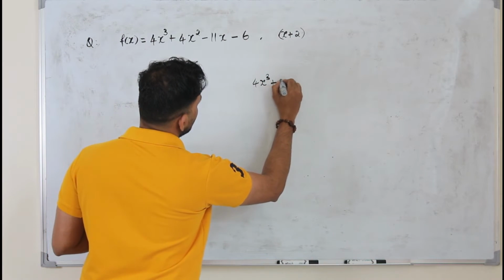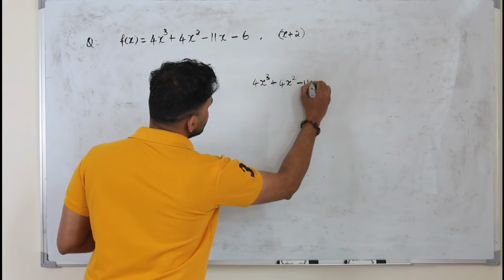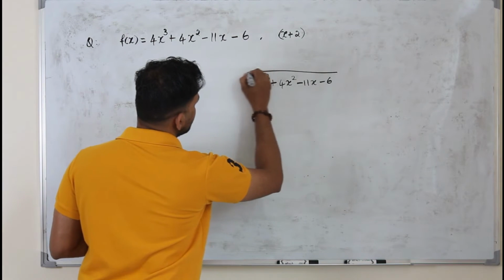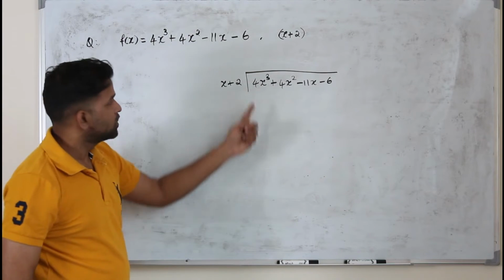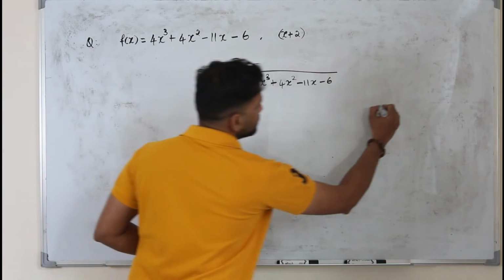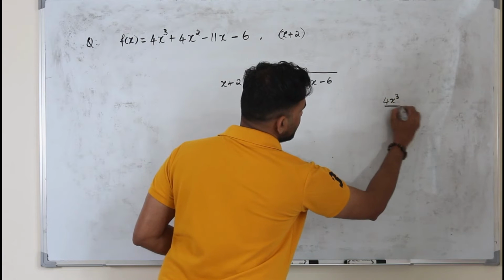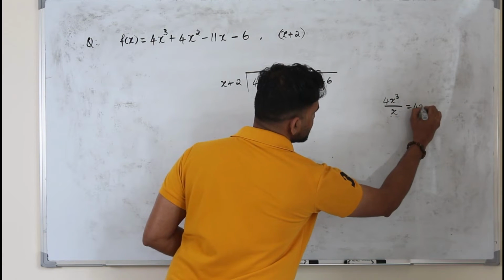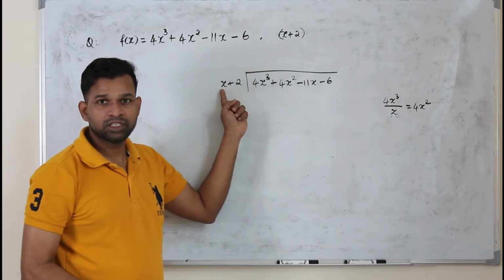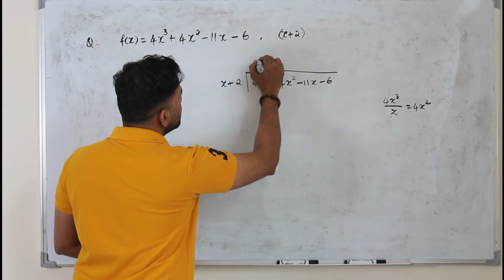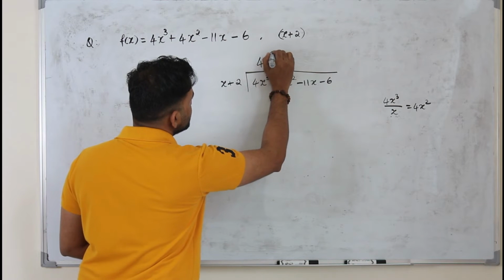So take the long division, apply the long division method. 4x cubed plus 4x square minus 11x minus 6. Divide this polynomial by the factor x plus 2. So the first term divided by the first term. 4x cubed divided by x is 4x squared. That will be your first term of the quotient.